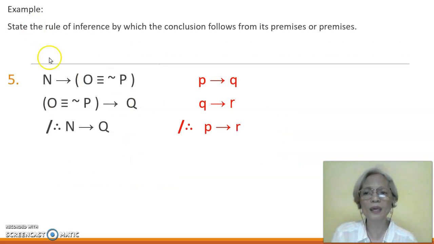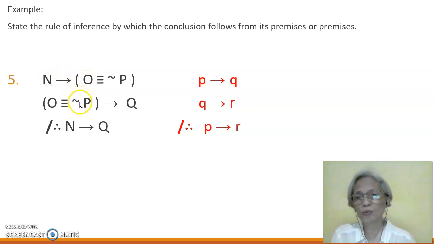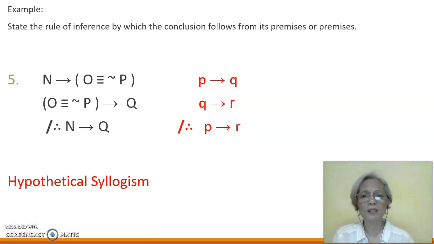Number 5, we have N implies O if and only if not P, and O if and only if not P implies Q, and therefore we have N implies Q. When we observe the expression, we can see the pattern P implies Q, where our P is N and Q is O if and only if not P, such that we have P implies Q, Q implies R, and therefore we have P implies R, which is clearly an example of a hypothetical syllogism.